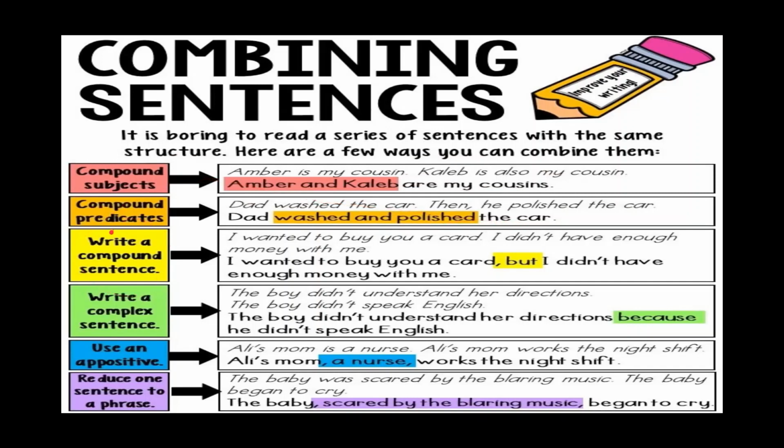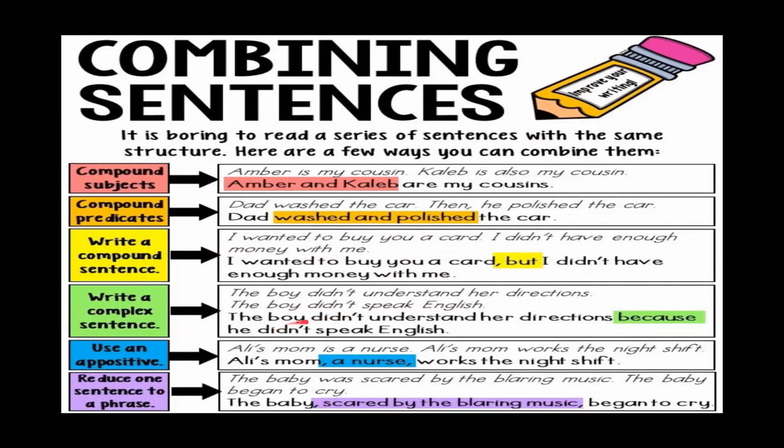The next way that we can combine sentences is to write a compound sentence, which is what we learned in the video. I wanted to buy you a card. I didn't have enough money with me. So you can say, I wanted to buy you a card, but I didn't have enough money with me, using a conjunction. The next way is to write a complex sentence. The boy didn't understand her directions. The boy didn't speak English.